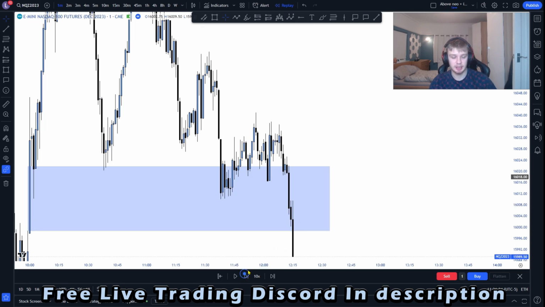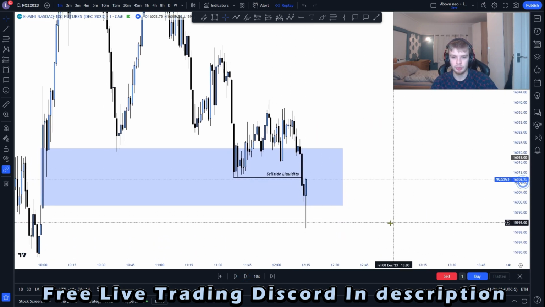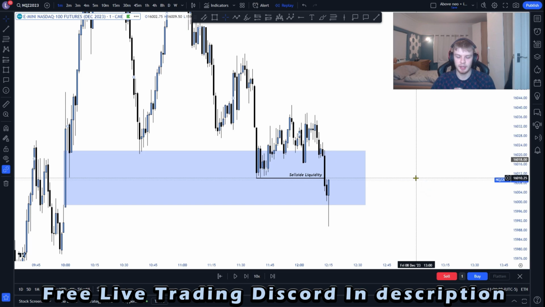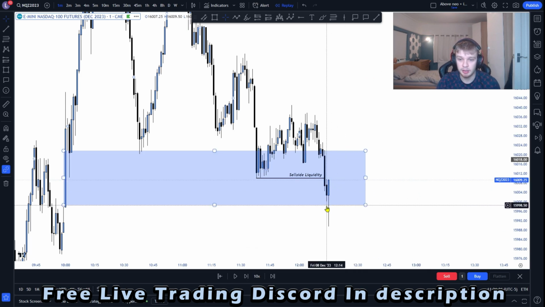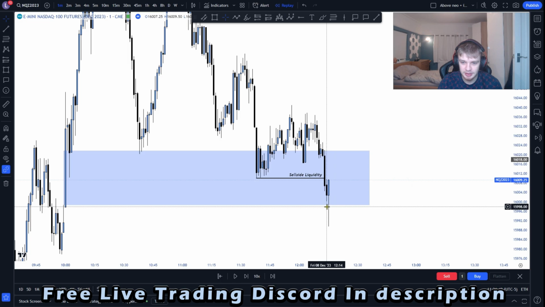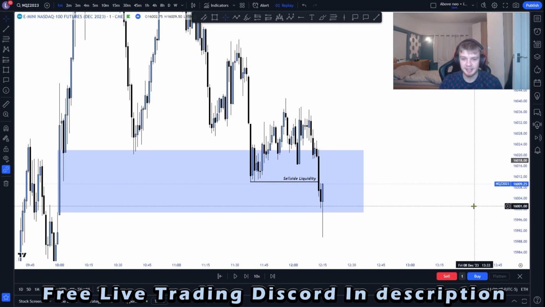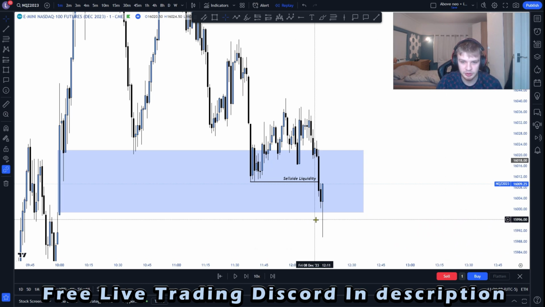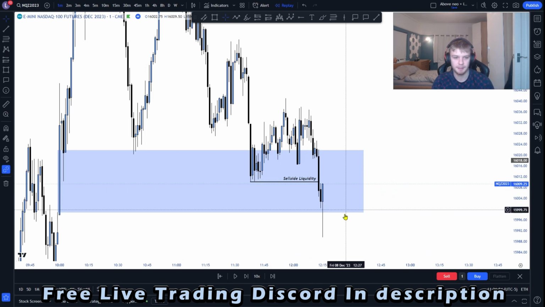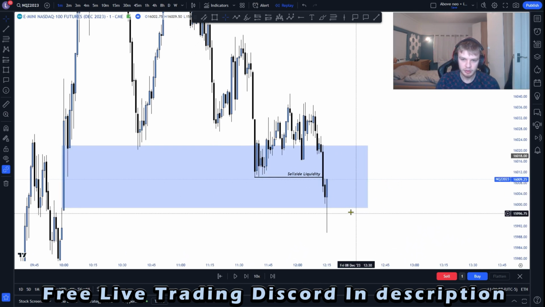So as well as taking that sell side liquidity, we also fill this 1 minute bullish fair value gap right here. What I mean by fill is we completely come to the bottom of it. If we imagine this was a bucket of water, we come to the bottom and completely fill it. That analogy didn't really make sense, but you know what I mean. We completely fill the whole of this blue box. There is nowhere that hasn't been filled yet.